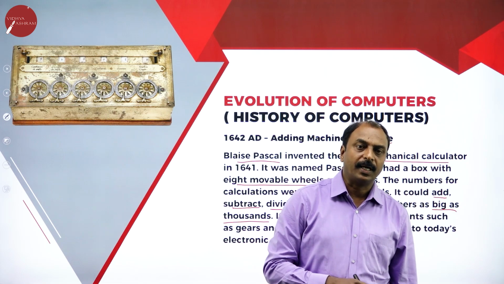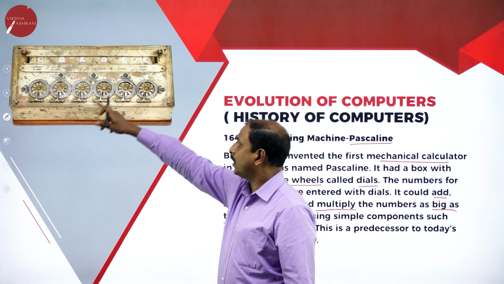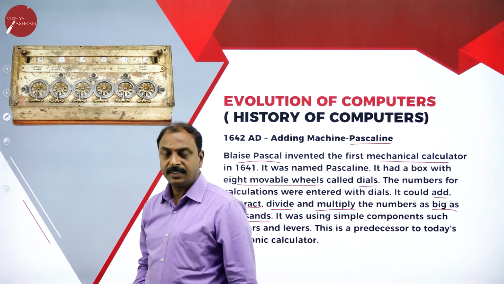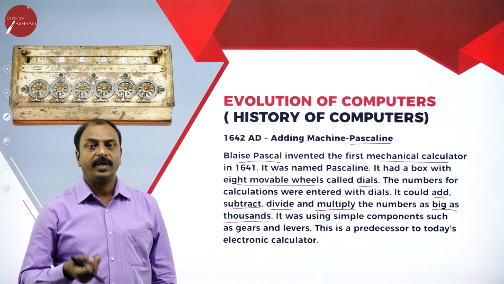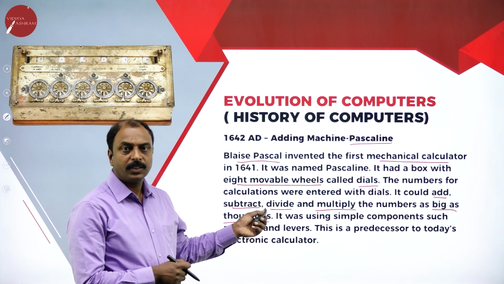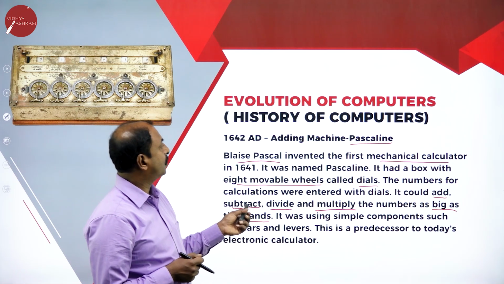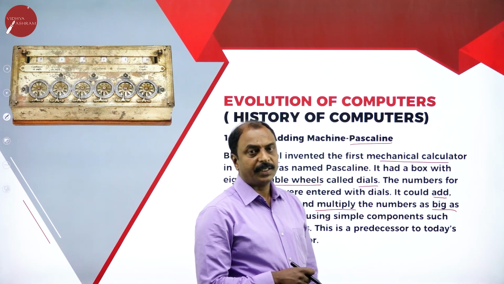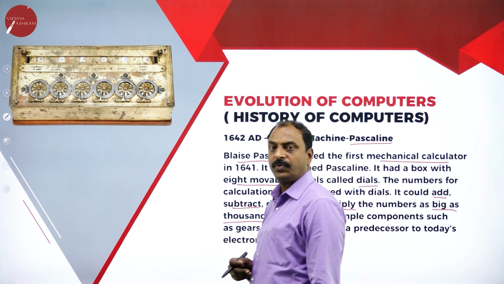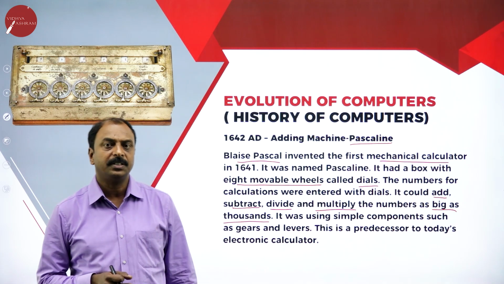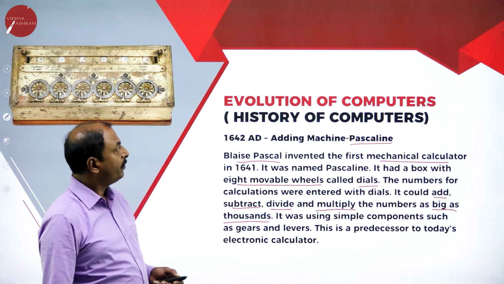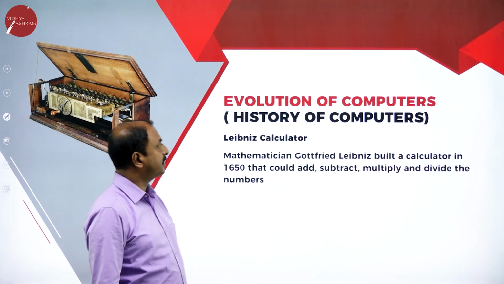And why do we say it's a mechanical device? This is the box. Inside this box, we find so many mechanical parts like handles, wheels, dials, springs, rods, so many things. That is why it is called the first mechanical device, that is Pascalin. And they were using it for addition, subtraction, division, and multiplication of numbers. Now let us see the next slide.